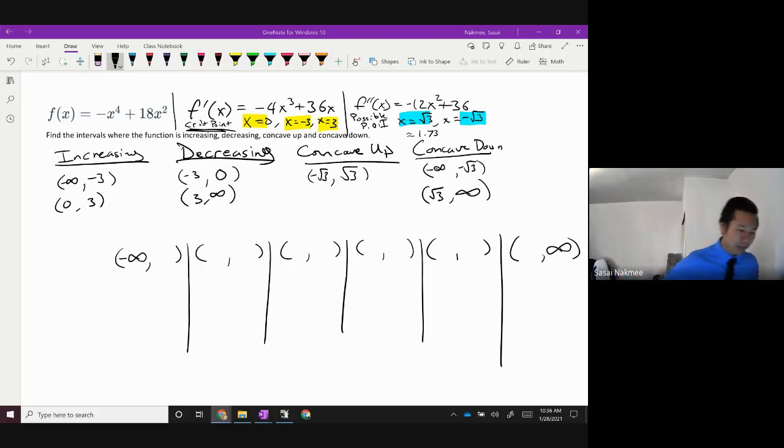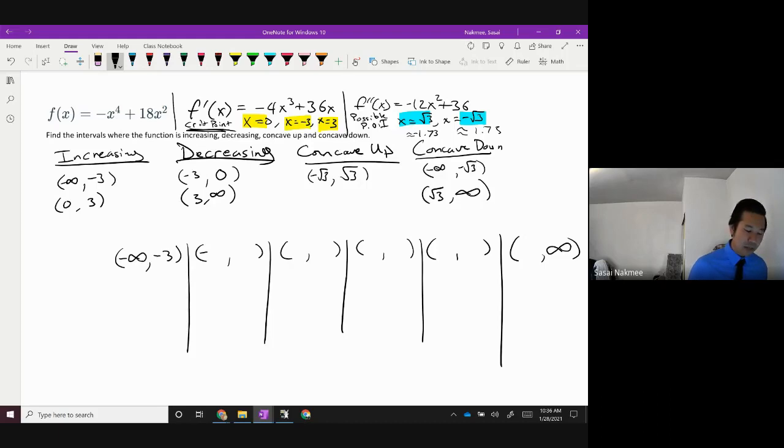Hey, perfect timing for most of you guys. Hope you guys can see this right here, right? 1.73. So check this out. An easy way to do this is basically just go in order for the numbers that you have for your critical points and your possible points of inflection. You ready for that? That's the trick that I would have done here. The smallest number I have for these numbers right here, from -3 to negative square root of 3, is going to be -3. So that's why negative infinity is going to go up to that.